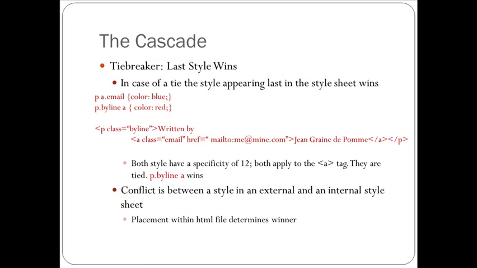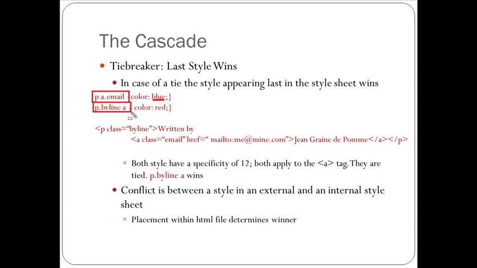So what if it's a tie? What if 2 of them have the same value? Well, in that case, the last one wins. In these 2 examples, p.a.email. So this is an anchor tag with a class of email that's a descendant of a paragraph tag. That's 2 tags, the p and the a, 2 points, 1 class, 10 points, or a total of 12 points. And if that wins out, it'll be blue.